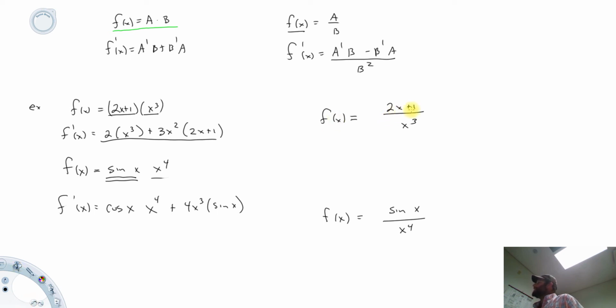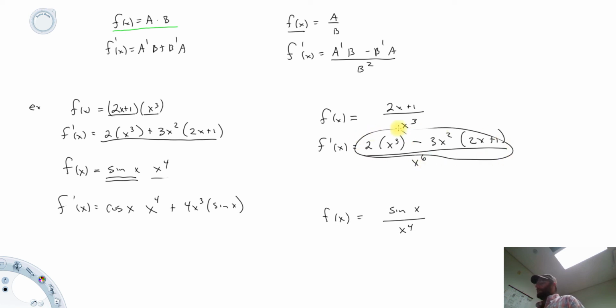So if our function is 2x plus 1 over x to the third, then the derivative of this function is the derivative of the top, which is 2, times the bottom, minus the derivative of the bottom, which is 3x squared, times the top, all over the bottom function squared. That would be x to the third squared. If you don't mind, I'm just going to put x to the sixth. Now, this can be distributed and cleaned up a little bit, but it is differentiated. I'm just going to leave it at that.